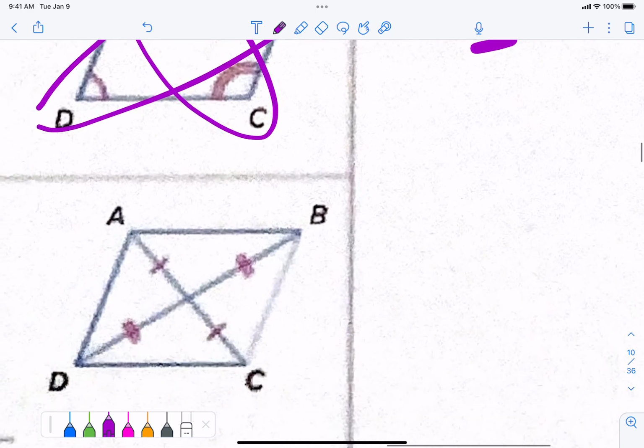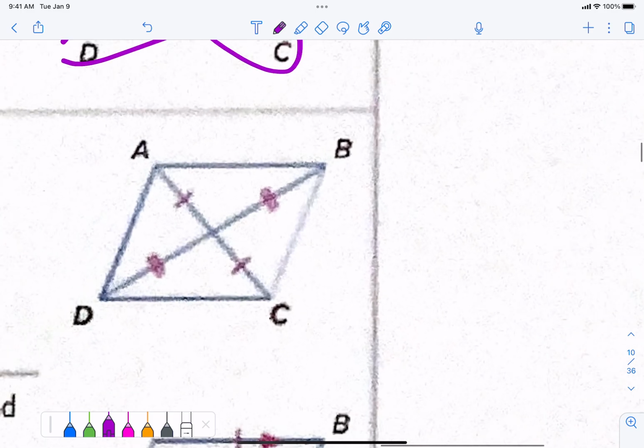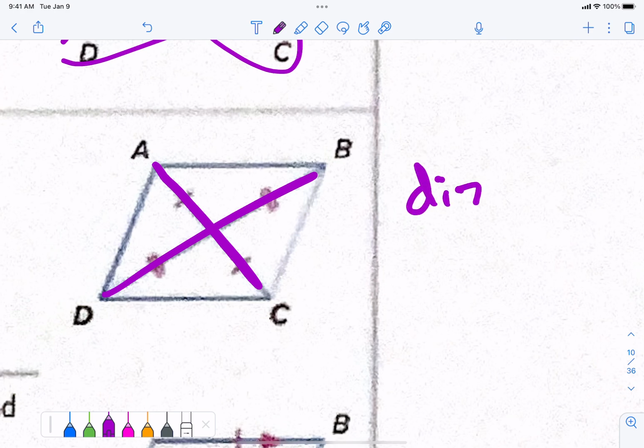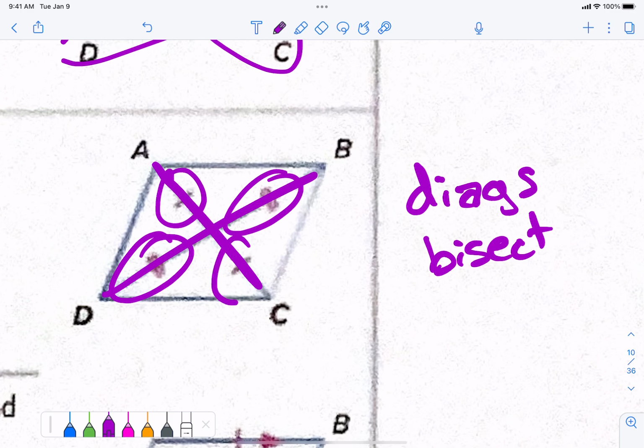Got it? This one right here says, okay, let's say that they don't give us any information about the sides or the angles, but they tell me that the diagonals split each other in half, or the diagonals bisect. If I know that the diagonals bisect each other, like this is the same as this and this is the same as this, they don't have to tell me any more information. I know that I'm looking at a parallelogram. Got it? So if they just give me that, I know that it's a parallelogram.